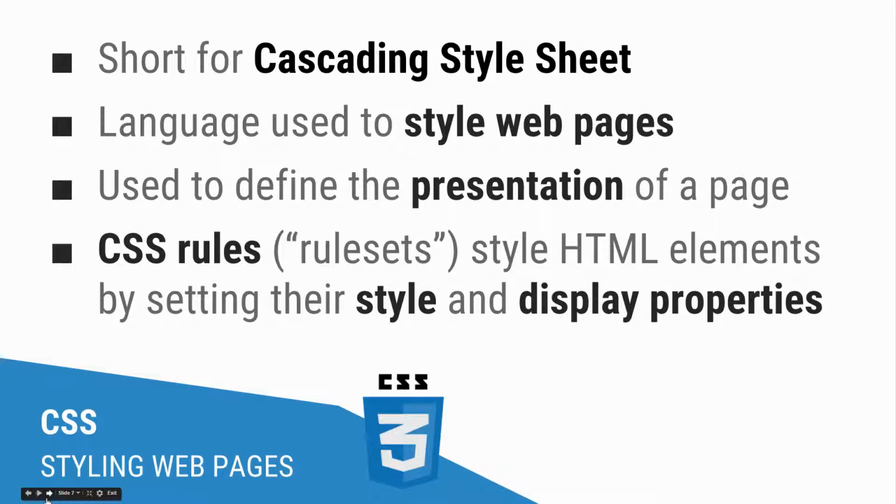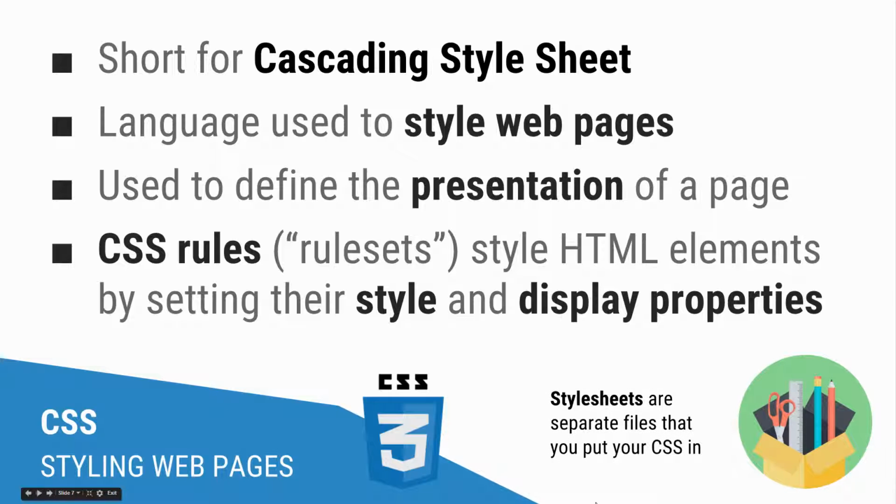The next technology we need to talk about is called CSS, which is short for Cascading Style Sheet. CSS is the language, the web technology that we use to style, to present our web pages in a particular way. HTML is the structure and the content. CSS is the presentation. So the way that we style web pages is by using something called CSS rules, also known as rule sets. What they allow us to do is to target HTML elements on our pages and then style them by setting certain properties.